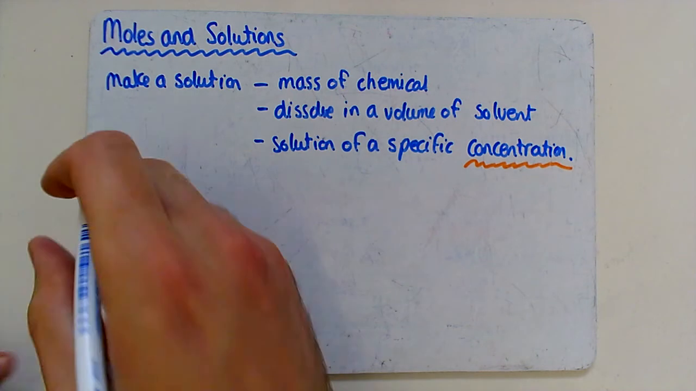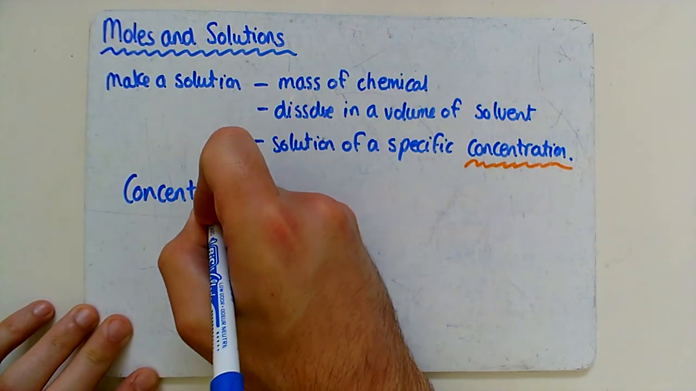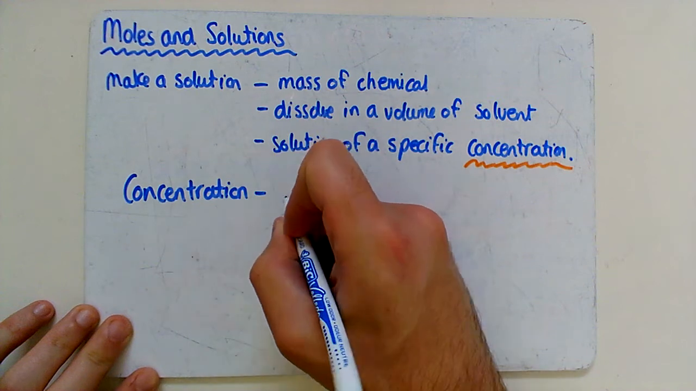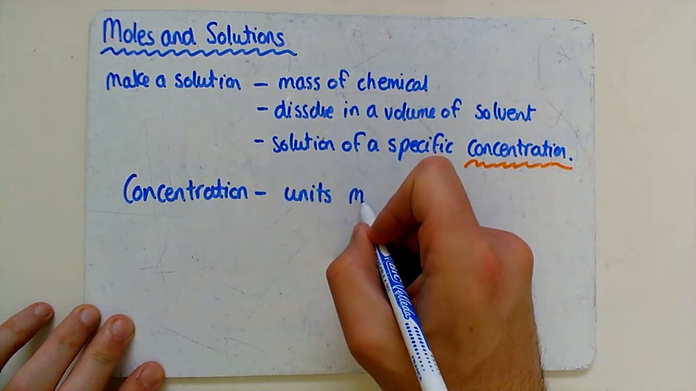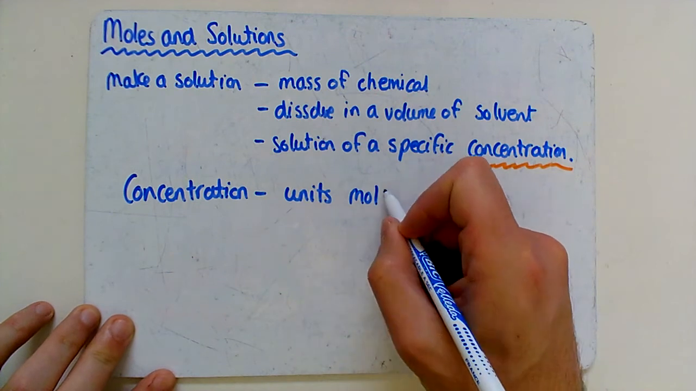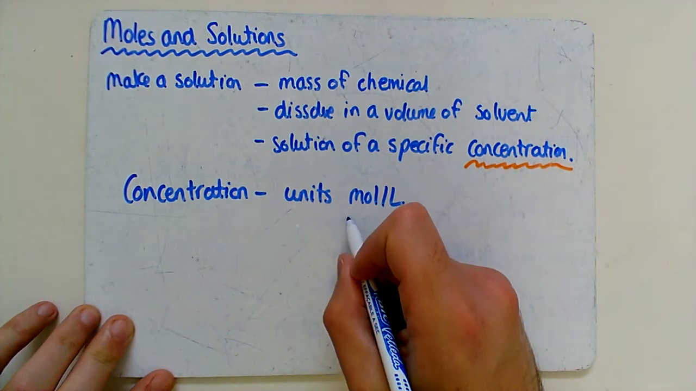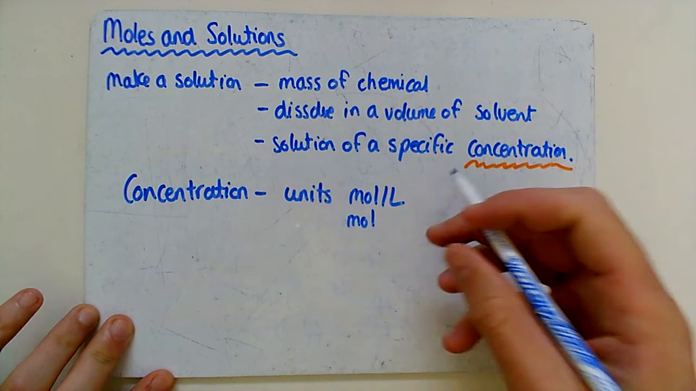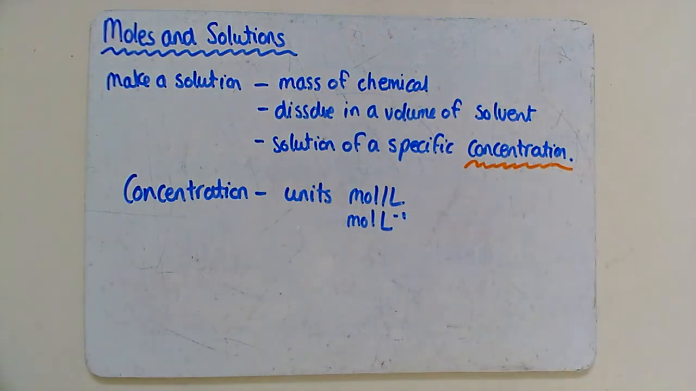Now, concentration in chemistry has units of moles per litre, which you might sometimes see as mole litre to the minus 1. So that means that we've got a number of moles dissolved in how many litres.